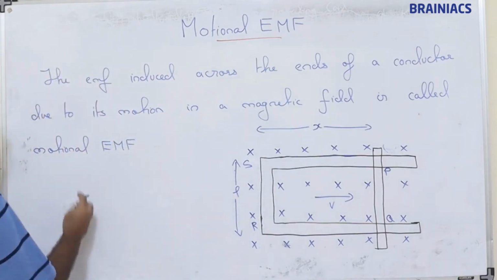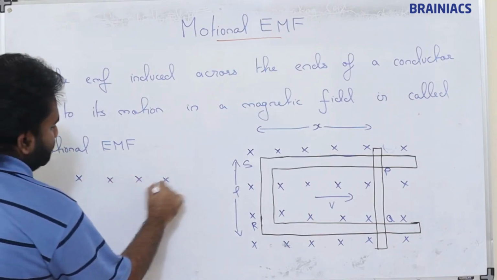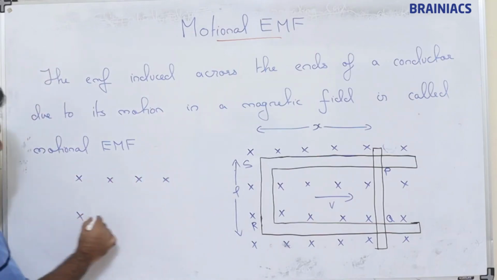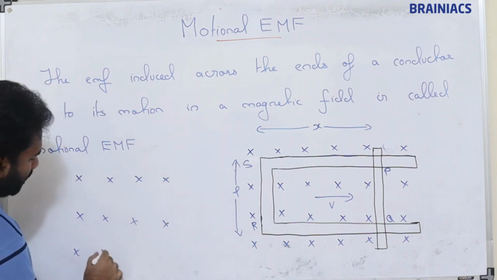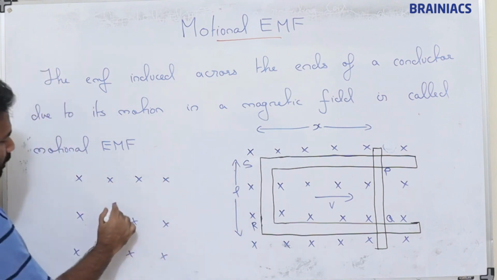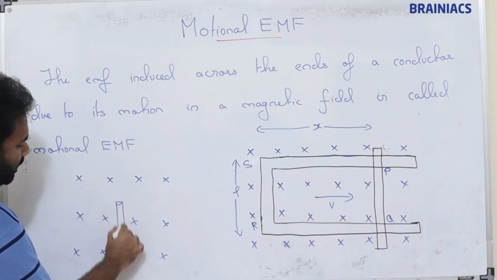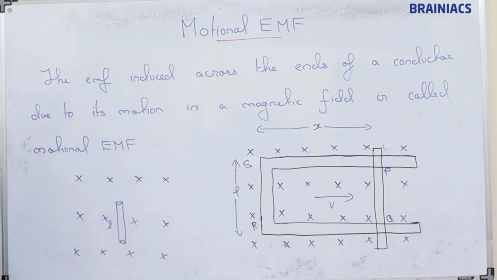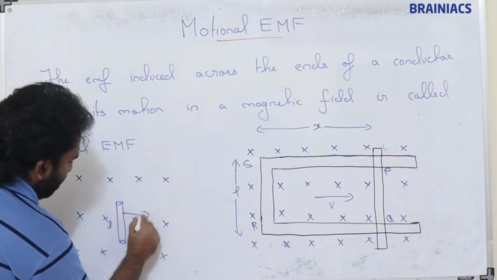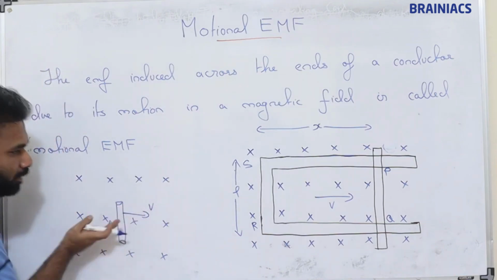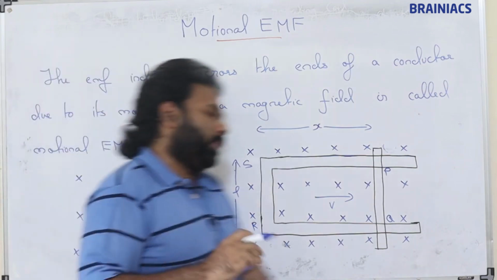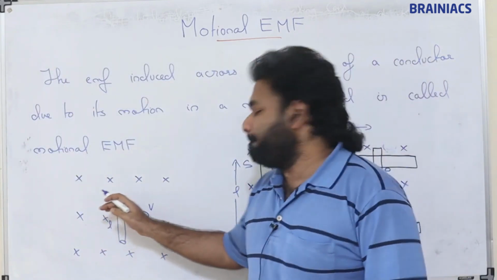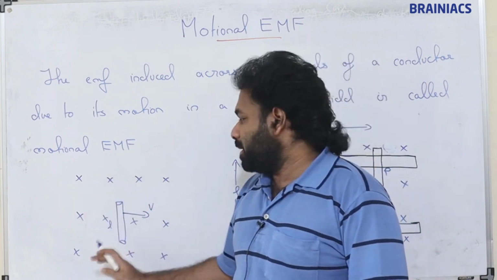Say for example, suppose we have a magnetic field like this. Now in this, suppose you have a conductor like this, of length L, and it is moving in some direction. Suppose the magnetic field is going inside, this is the L vector. We make this conductor move in this direction with a velocity v. In this case there will be EMF in this conductor.